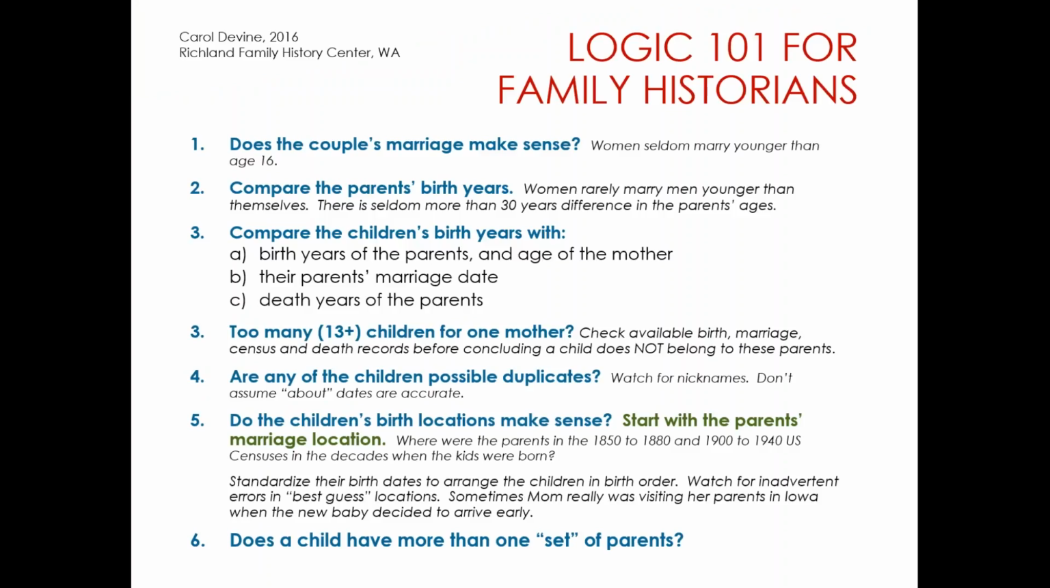FamilySearch, since I created this in 2016, has wisely come out with a message system that gives you red messages in the upper right-hand corner of your people pages because the couple's marriage doesn't make sense, for example, or because a child is born after one of the parents died, or there may be possible duplicate children in the family. So FamilySearch is trying to make it easier for people to recognize errors in their family data using many of the same tools that I'm suggesting to you here. This does include a few more. For example, does a child have more than one set of parents?